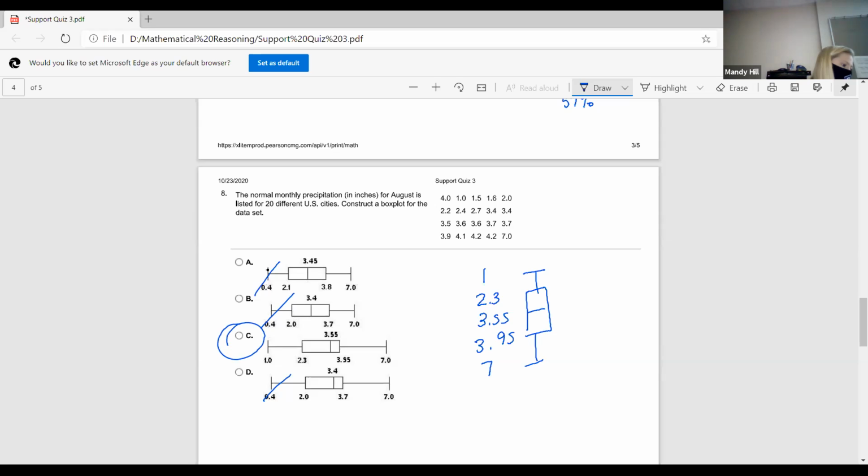So those are pretty much the concepts that we talked about in chapter 6 on that support quiz. So next time we will go into chapter 7.